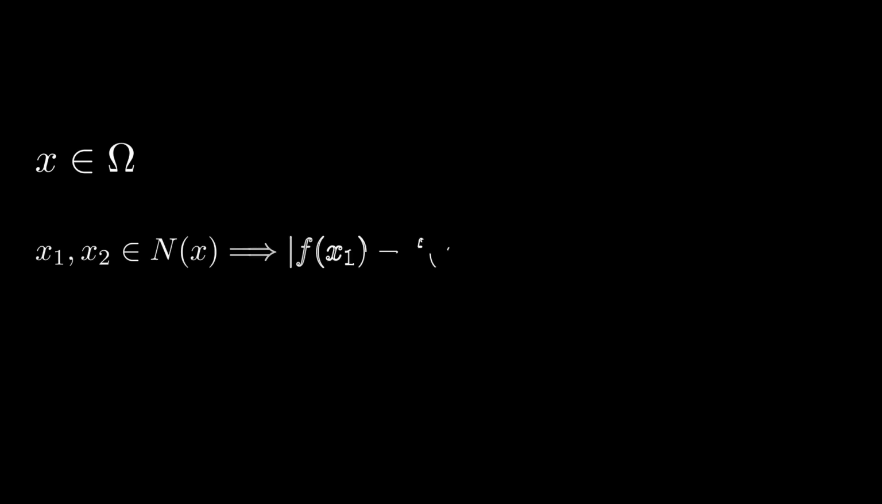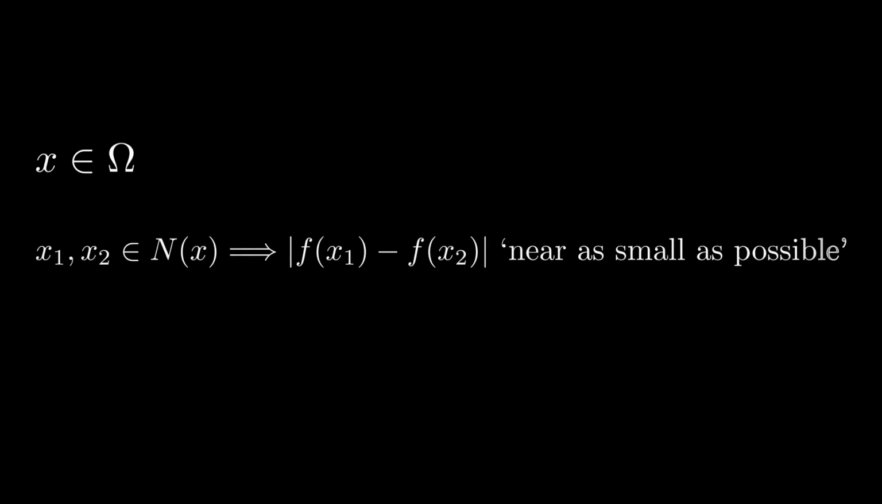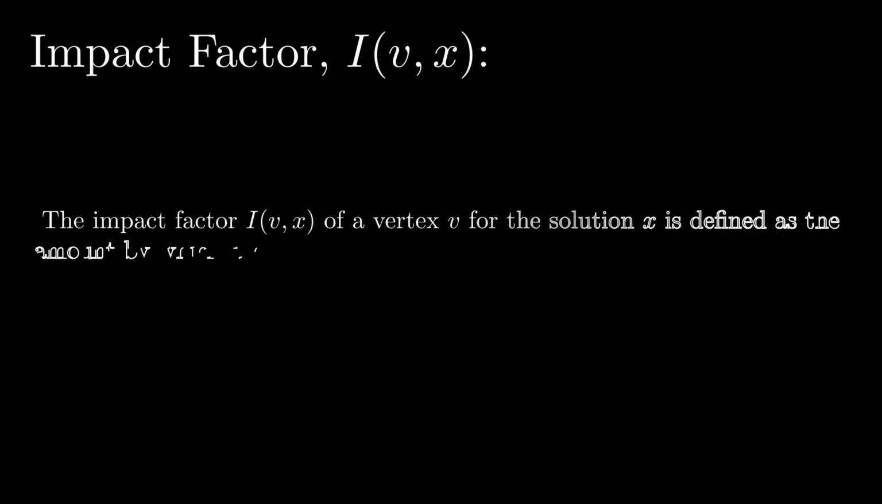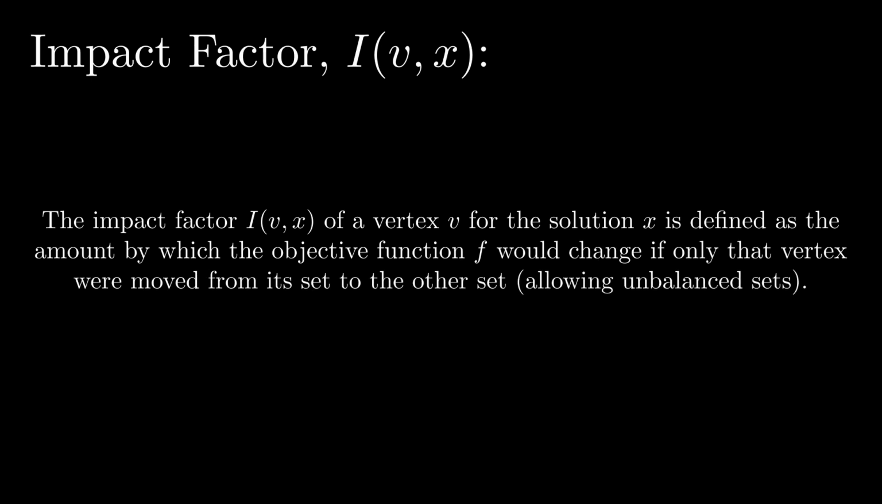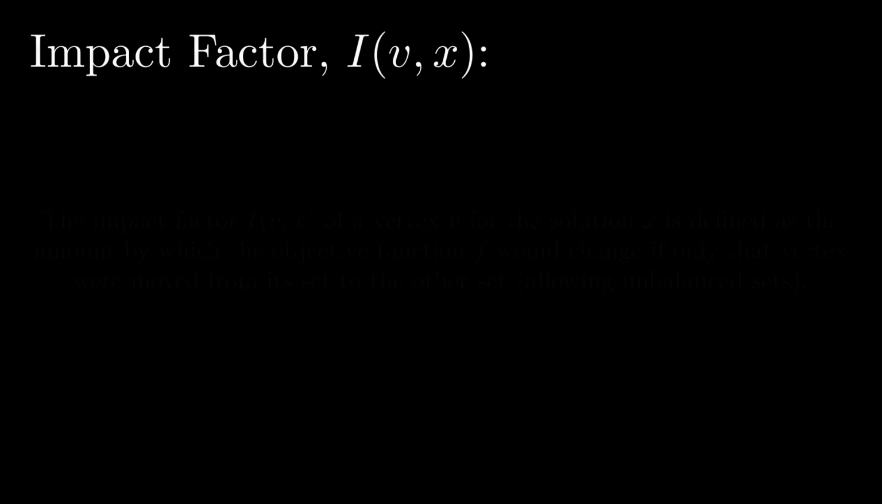Solutions of the same neighborhood should be similar. Therefore, we propose a neighboring system that for each solution x aims to explicitly calculate a set of solutions, N of x, with near the lowest possible differences between objective values. To do so, we define the impact factor I of a vertex v for the solution x as the amount by which the objective function f would change if only that vertex were moved from its set to the other set, allowing unbalanced sets. It can be calculated as follows.